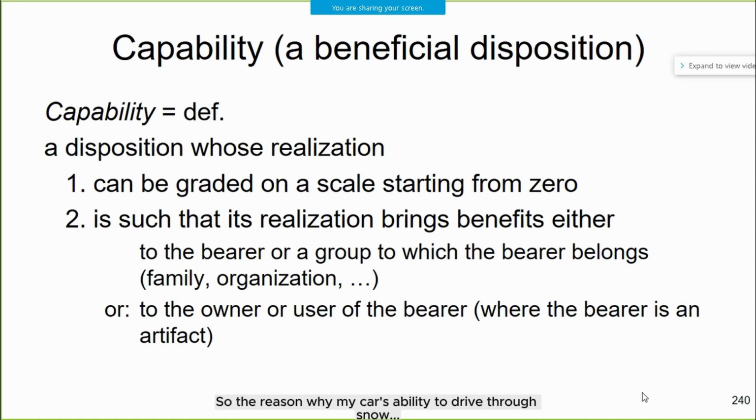So take my car's ability to drive through snow. My car has a disposition to grip snow so that it drives even in snowy weather. That's a capability because it brings benefits, not to the car, but to me or to anyone driving. And it's a disposition which can be graded on a scale. So some cars do it better than others. And that means that that particular disposition is a capability.